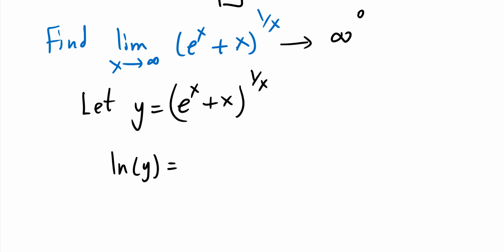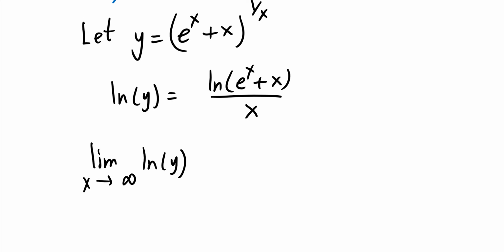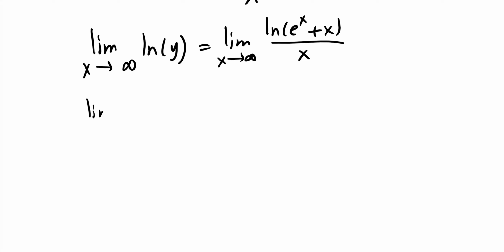Natural log both sides, and that would be the natural log of (e^x + x) all over x, by bringing that 1 over x down. Limit as x goes to infinity equals limit as x goes to infinity of the natural log. It's important to show steps. Those steps are important. So we get the limit as x approaches infinity of natural log of y. What happens here? Let's see. Infinity, e to the infinity, infinity plus infinity. Ln of infinity is infinity over infinity.